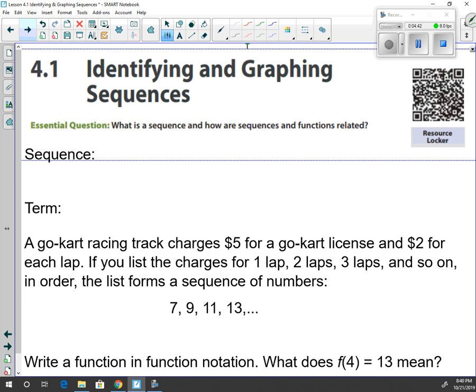All right, what are we doing today? Today we're talking about identifying and graphing sequences, okay? And our essential question is, what is a sequence and how are sequences and functions related, okay?